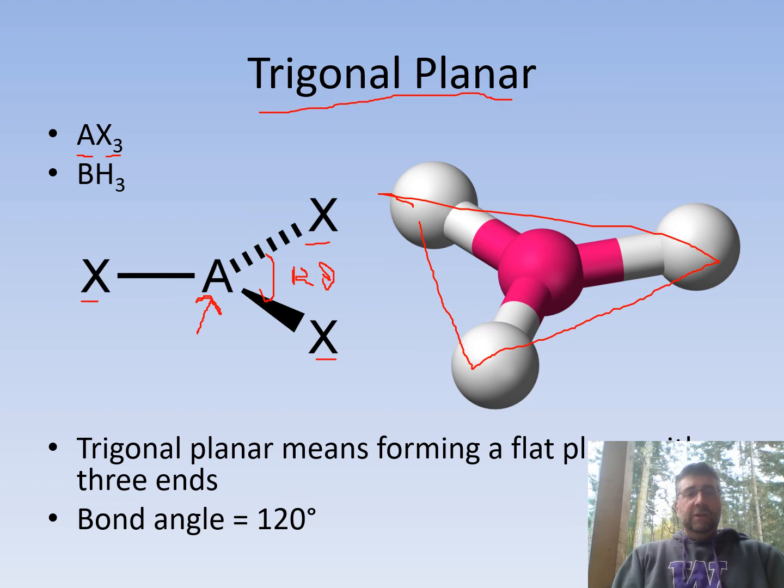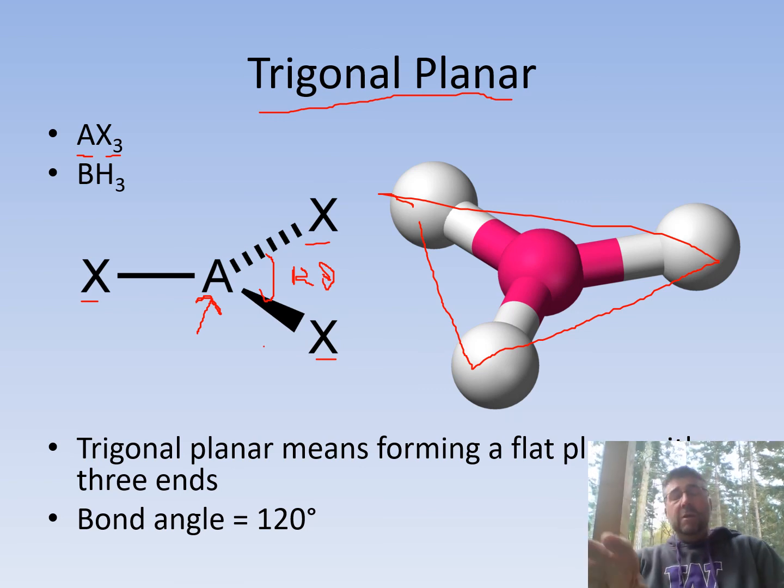So the AX notation, AX3, the AX drawing, A with the X's going like over here, and then the name trigonal planar. So for every box I want you to put the AX notation, the AX drawing, and the name of that shape.